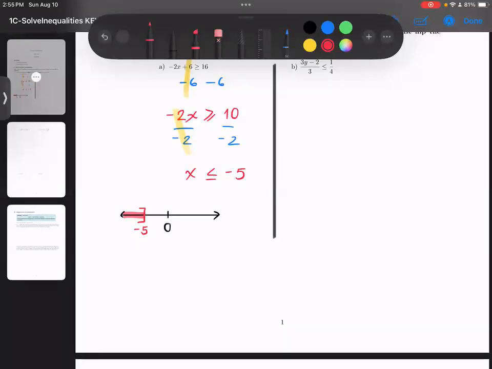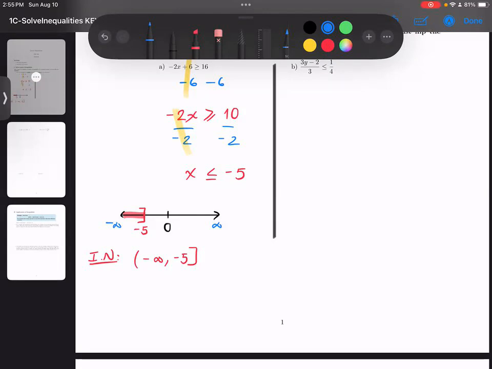And then for the interval notation, we always go from left to right. Start from left to right. So anything from negative 5 to the left. So from negative infinity to negative 5, and it's a bracket on negative 5. At infinity or negative infinity, you always use parentheses, because it's an open interval. Here I can put negative infinity, and positive infinity here too.